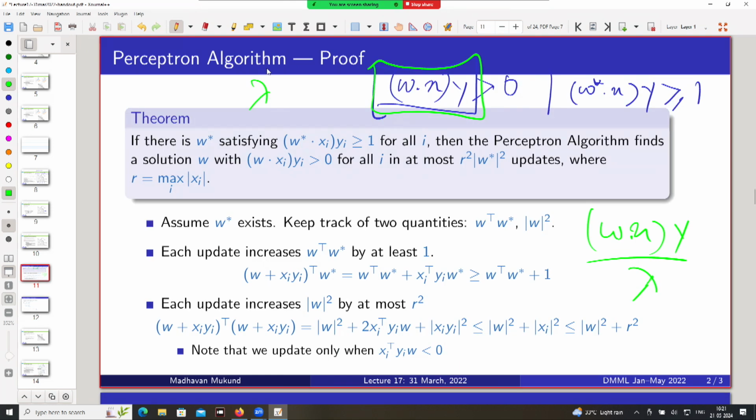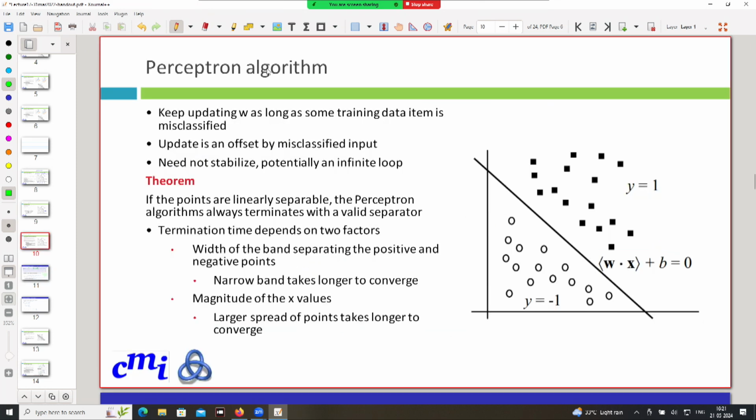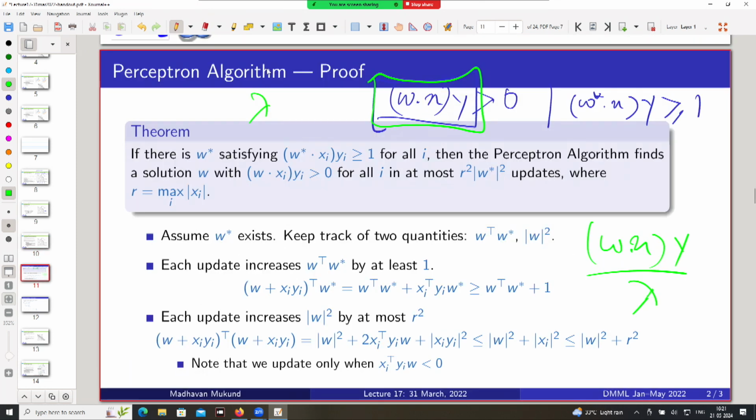Right, so if you still are not convinced by the proof, I would encourage you to go through it. Everything is written here. You can verify it step by step, and if something is not clear, you can ask me tomorrow.